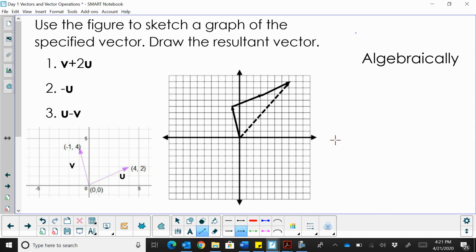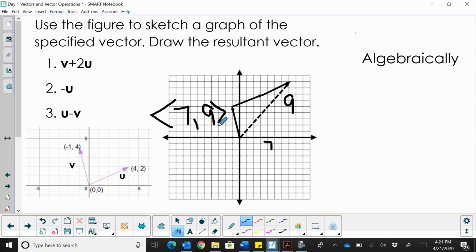Okay, so what is that vector? Let's see if we can figure it out. That one's 1, 2, 3, 4, 5, 6, 7. 1, 2, 3, 4, 5, 6, 7, 8, 9. Okay, so the vector that results is the vector 7, 9. Now let's do that algebraically.